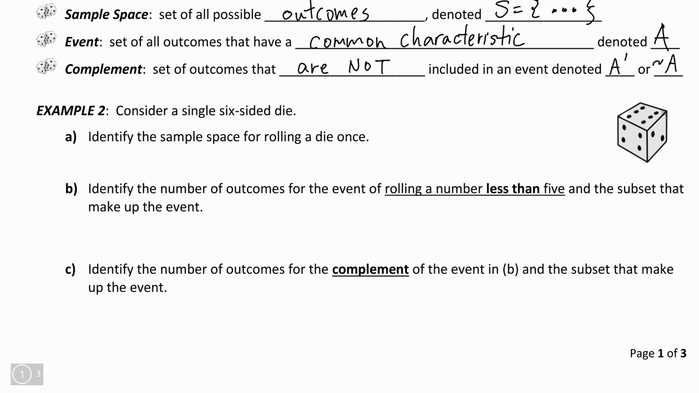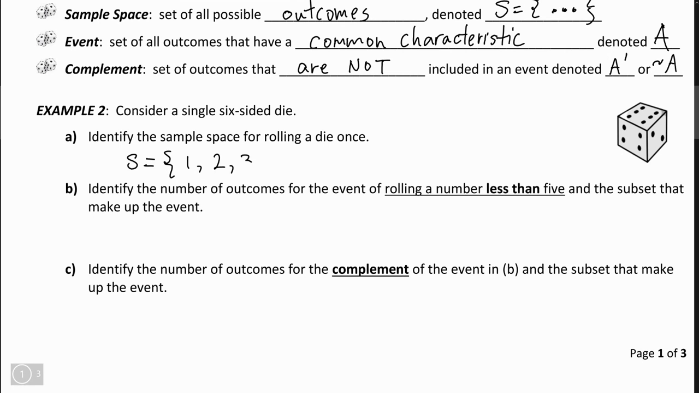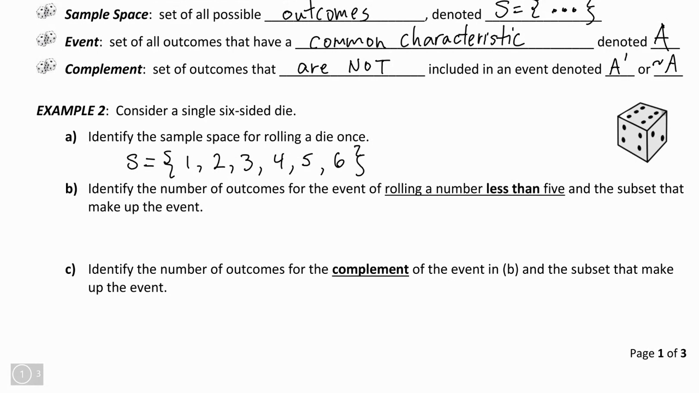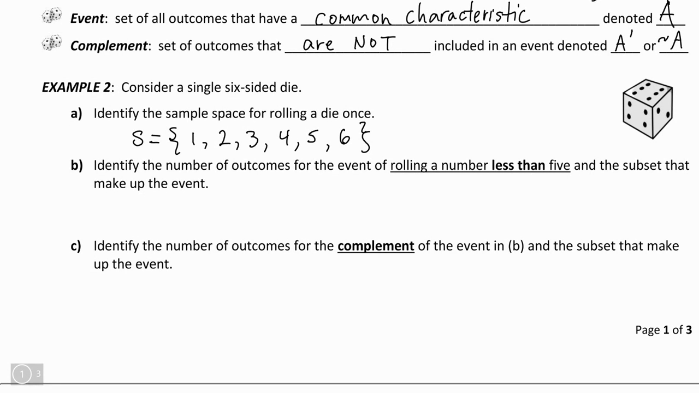Okay, so example number 2: consider a single 6-sided die. Identify the sample space for rolling the die once. So you roll this die once. What are the possible outcomes you can get here? Well, you can get a 1, 2, 3, 4, 5, or a 6. Since I'm using numbers, I'm going to put commas to separate them. I don't want you to think it's one big number, but individual 1-digit numbers.